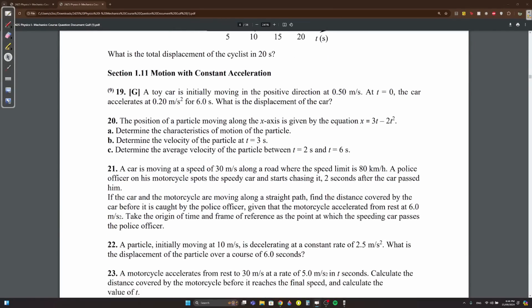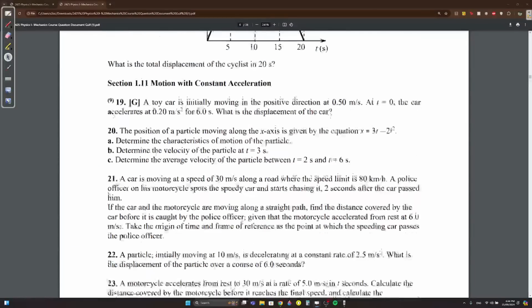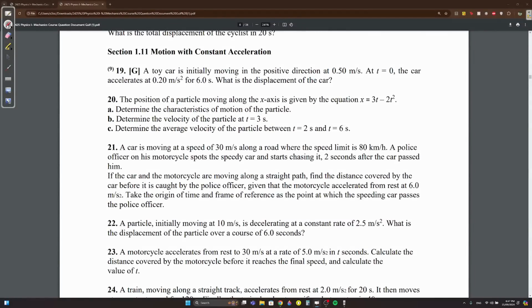Okay, a toy car is initially moving in the positive direction at 0.5 meters per second. So they gave us the initial velocity.